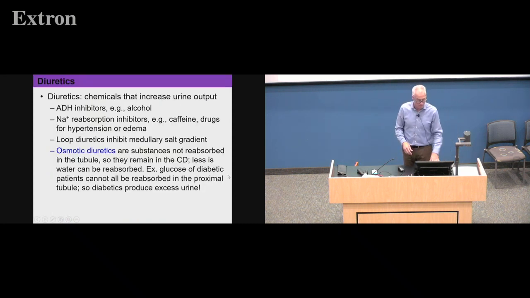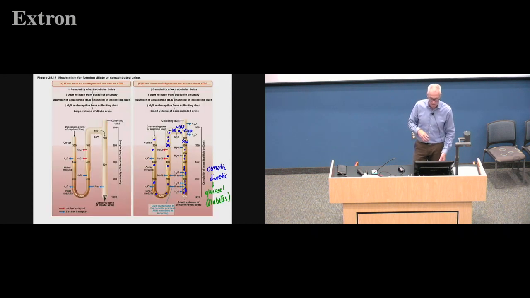osmotic diuretics are substances that are not normally present in the filtrate, and instead of affecting the permeability of any part of the nephron, it's their very presence in the filtrate that affects the amount of water that will be reabsorbed. We'll use as an example glucose in the urine, but there are actually medicines that are osmotic diuretics. So let's take a look at what osmotic diuretics do.